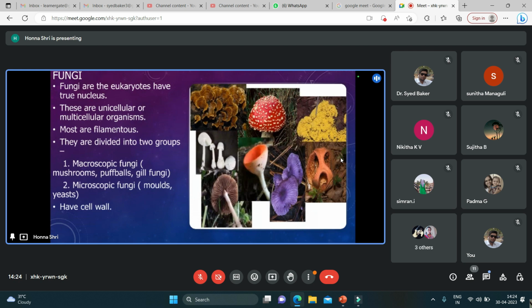First is fungi. Fungi are the eukaryotes that have a true nucleus. They may be unicellular or multicellular organisms. Most of them are filamentous. They are divided into two groups. One is macroscopic fungi, examples mushrooms, puffballs and gill fungi. And the second one is microscopic fungi like molds and yeasts. They have a cell wall also.